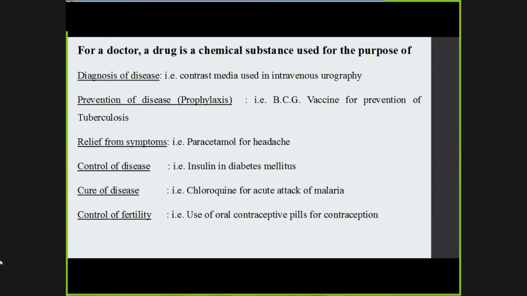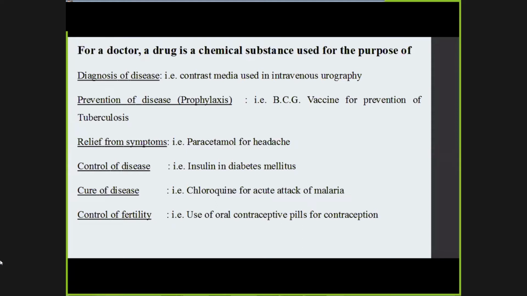Another purpose of giving a drug is for the relief of symptoms. For example, for headache, you take paracetamol. Then for the control of disease, for example, insulin in diabetes mellitus. Some diseases are only controllable. We cannot totally cure the disease. One such disease is diabetes mellitus. For control of blood sugar, we prescribe insulin.